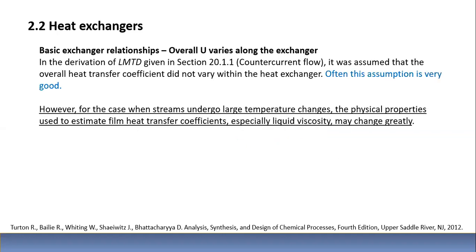In the derivation of LMTD given in the section for counter-current flow, it was assumed that the overall heat transfer coefficient did not vary within the exchanger. Often this assumption is very good. However, for the case when streams undergo large temperature changes, the physical properties used to estimate the film heat transfer coefficient, especially liquid viscosity, may change greatly. That is, for viscous fluids like oils and greases, the overall heat transfer coefficient along the length of an exchanger will change significantly.